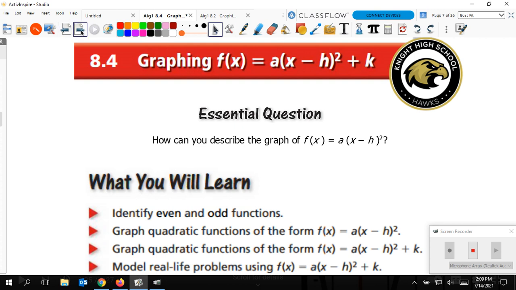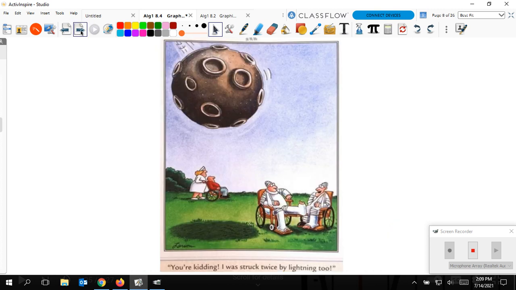All right, so our cartoon today, we have another Far Side cartoon. Two guys sitting there in wheelchairs, bandaged up from head to toe. "You're kidding! I was struck twice by lightning too." Oh boy, these guys have some bad luck, I suppose. Here comes an asteroid careening down and gonna squash the two of them, I suppose.